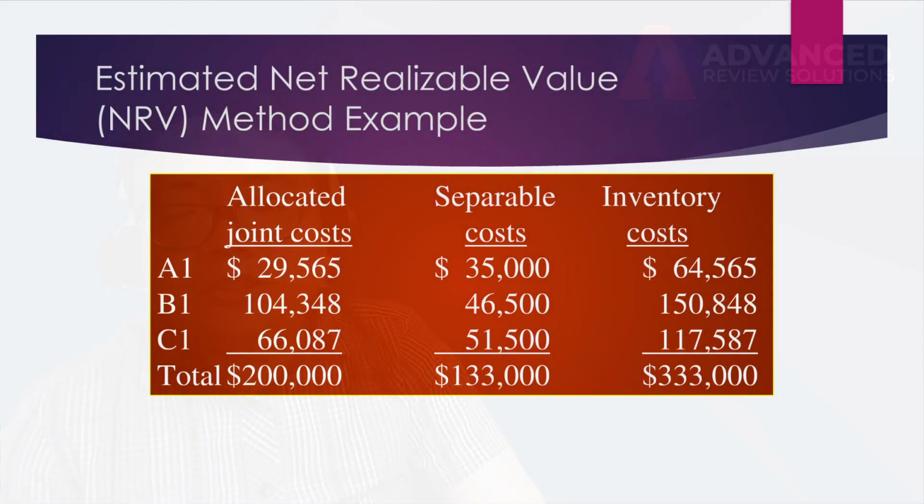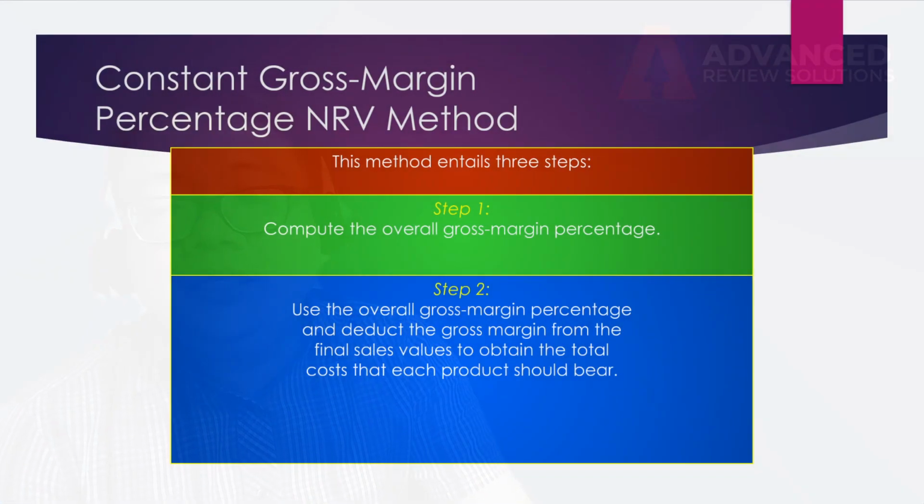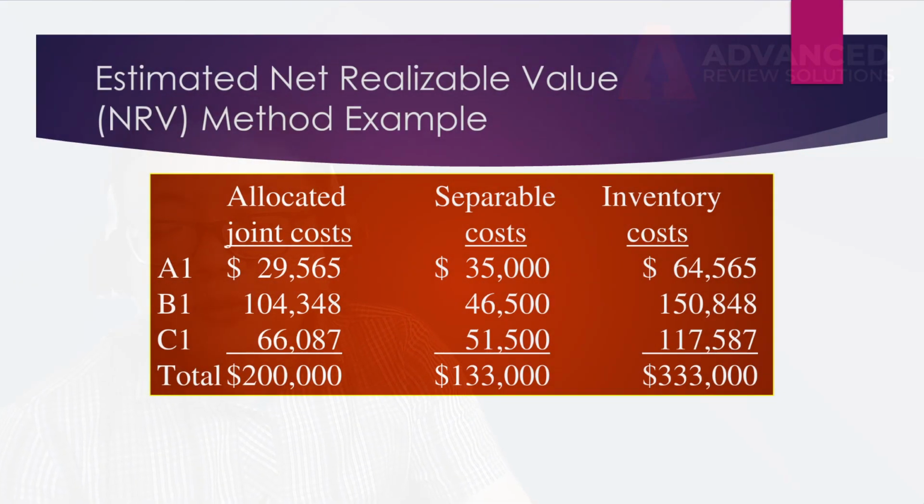Okay. So, class, if in terms of the net realizable value, okay, so allocated joint cost yung kanina, no? Using the NRV, then separable cost, yung separate cost mo, if you add all, that would be your inventory cost, no? 29,565 plus 35, 104,348 plus 4,265, 66,087 plus this one, yan, all in all. Okay? And that would be your net realizable value.